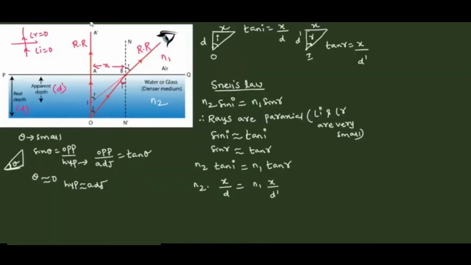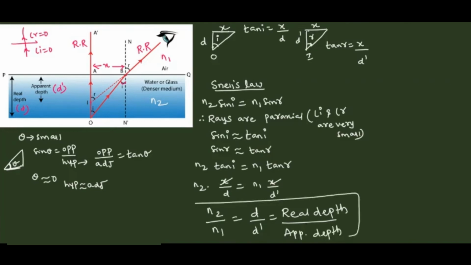Clear, my dear? Then x gets cancelled. n1 comes this side, n2 by n1, and d goes that side, d by d dash. d is nothing but the real depth. d dash is nothing but the apparent depth. So this is the relationship between refractive index and real depth and apparent depth.